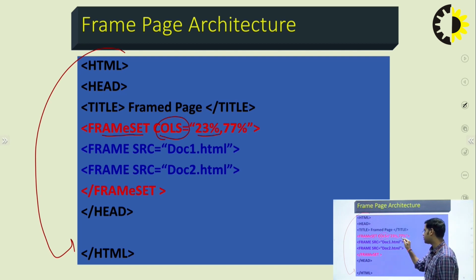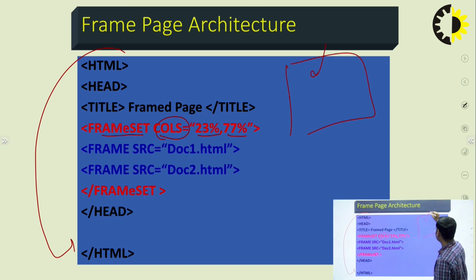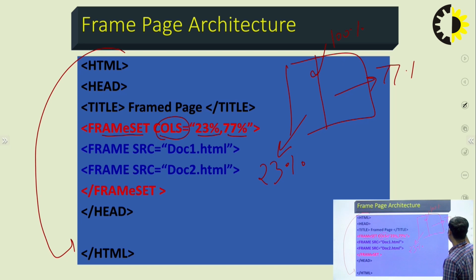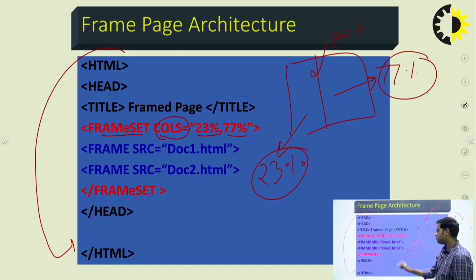Column basis, either 23% or 77%, or you can take pixels, right? I can take 23% or 77%, because we have a screen of 100%, right? So through the frameset cols, this screen is divided into two panes, one pane 23% and this frame 77%, okay.